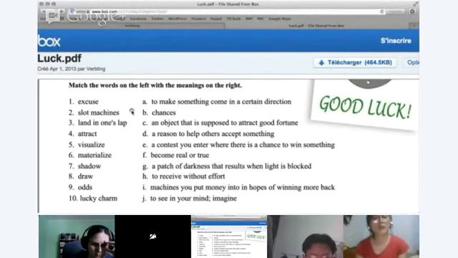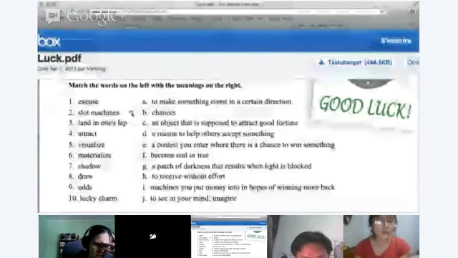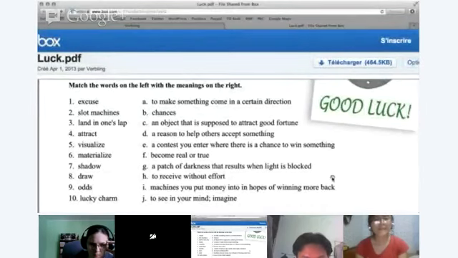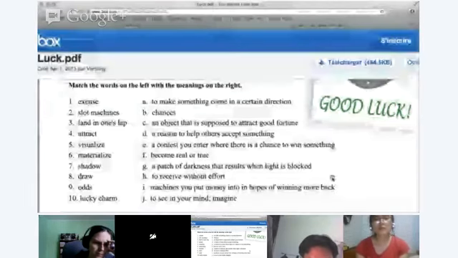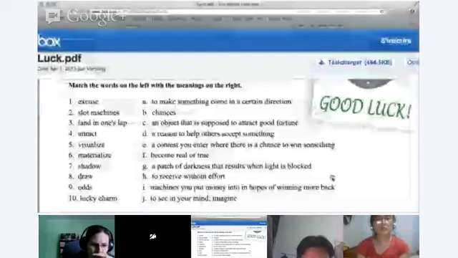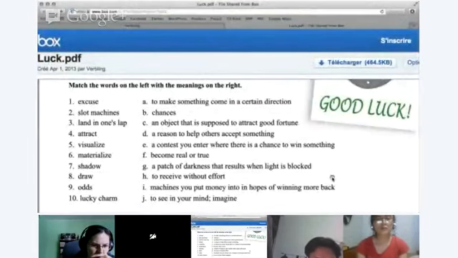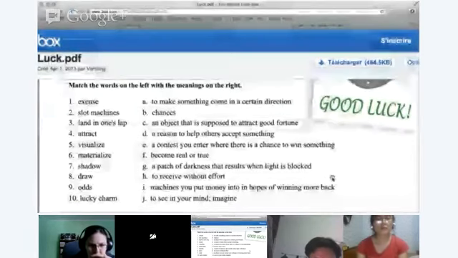What is a slot machine? A slot machine. It's a game machine, I think. And what do you do with a slot machine? You put some coin and then you get to it. Yeah, exactly. So what letter would that be? I think I. Exactly. So 2 is I.